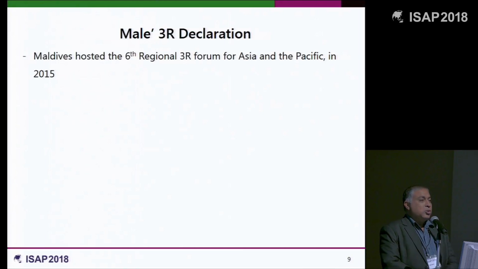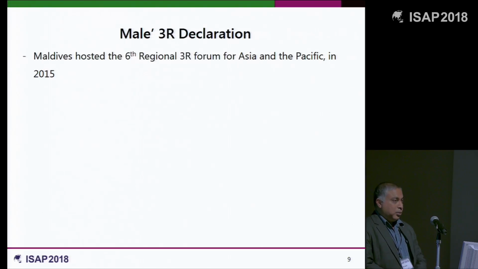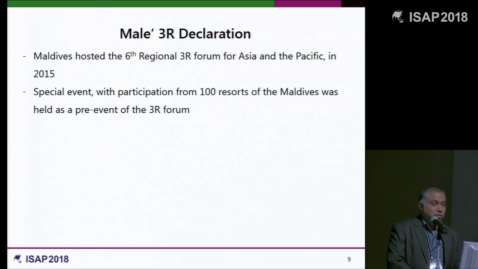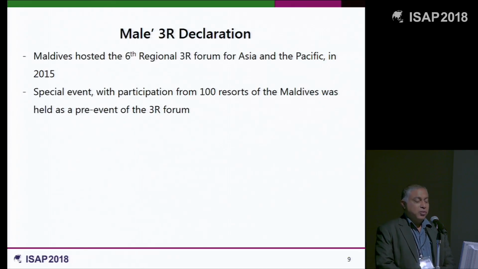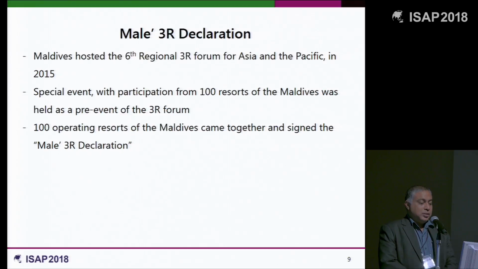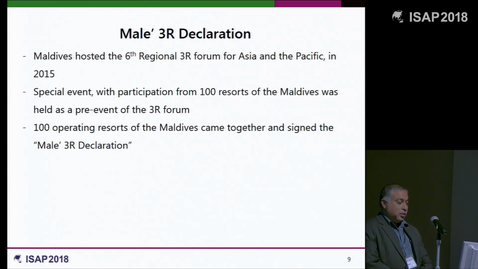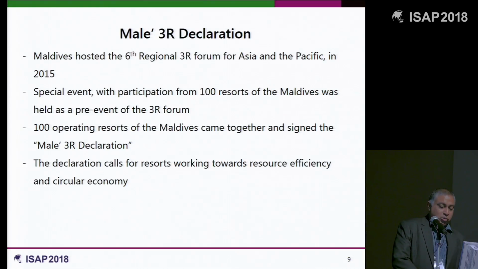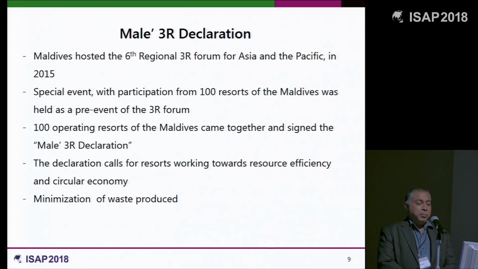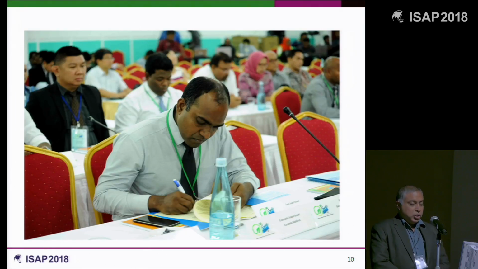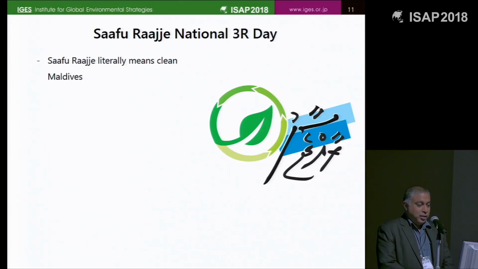In 2015, we hosted the regional 3R forum for Asia and Pacific in the Maldives, and we had a special pre-event in that forum, where 100 resorts of the Maldives got together and signed a declaration which we call the Male 3R Declaration, aiming towards zero waste and more circular usage of resources in the resorts. The declaration calls for resorts to work towards resource efficiency and minimization of waste produced. This is a shot of the signing ceremony happening.